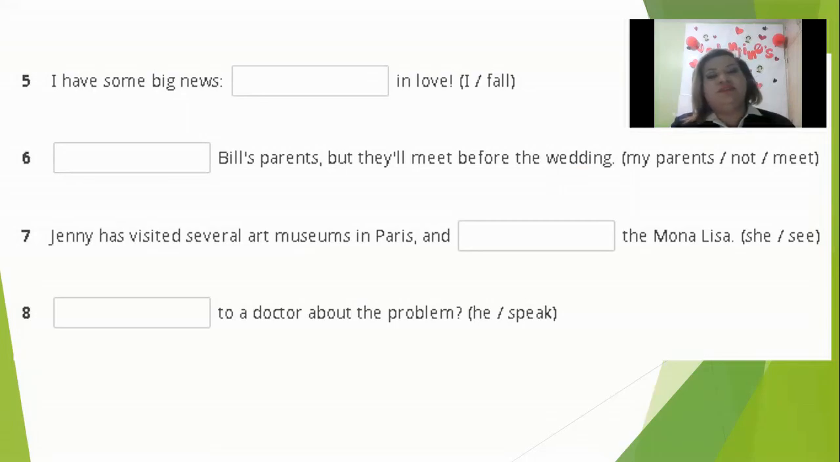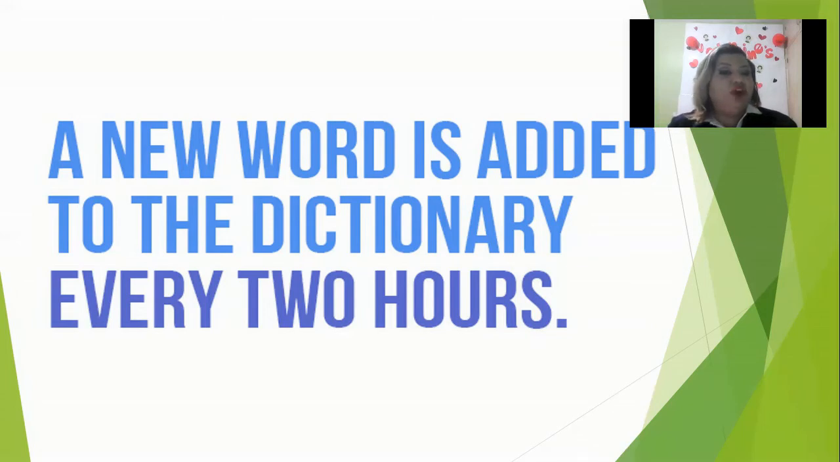Let's practice present perfect. Did you know that a new word is added to the dictionary every 2 hours? Another interesting fact about the English language.